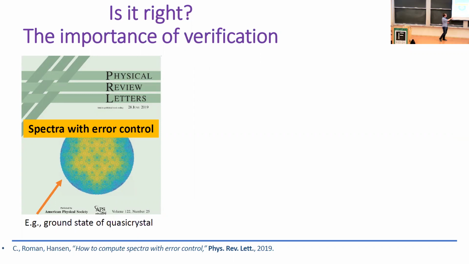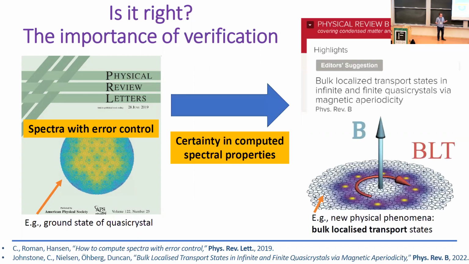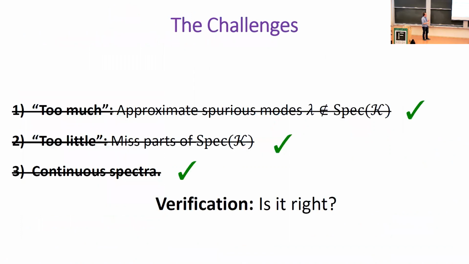So we looked at applications in physics. So this is a quasicrystal. Because we were able to verify the output, we had certainty in the computed spectral properties. And then we could collaborate with physicists and actually discover interesting new physical phenomena. So we're hoping that verified computations of Koopman operators can perhaps lead to a similar type of thing happening in dynamical systems.